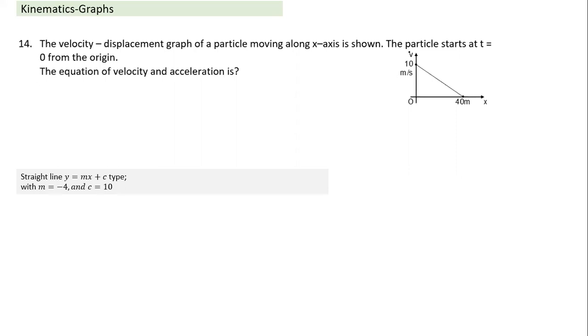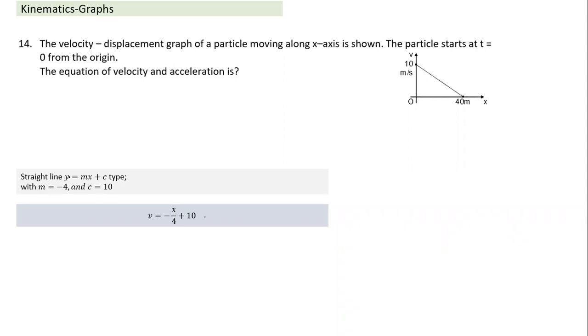In place of y, we'll substitute v. In place of x, there's x here only. This is the velocity-displacement graph, so in place of x, x only. Let me put the slope here. Slope m is equal to -1/4 and c is equal to 10. So can I write this equation easily? Yes. In place of y, v equals minus 1 by 4 x plus c. This is the equation between velocity and displacement based on the graph.